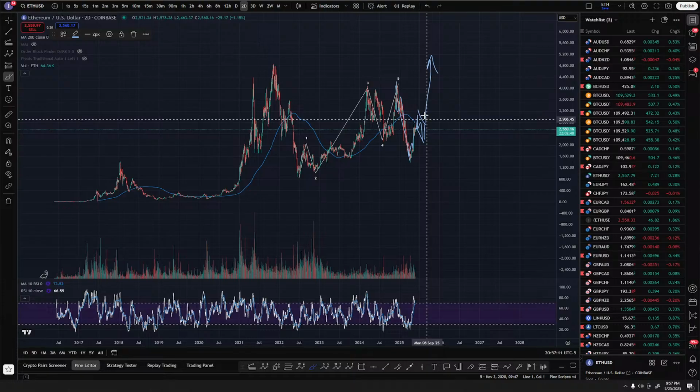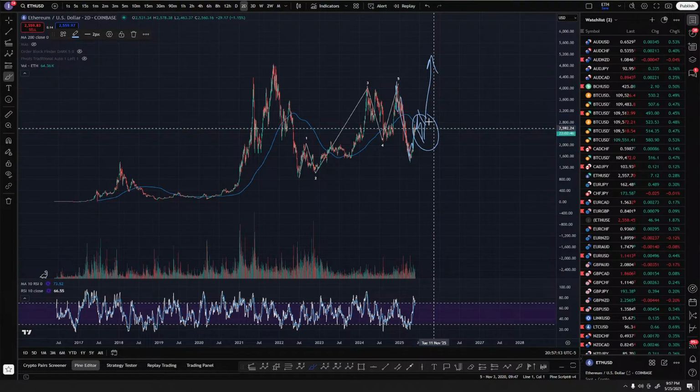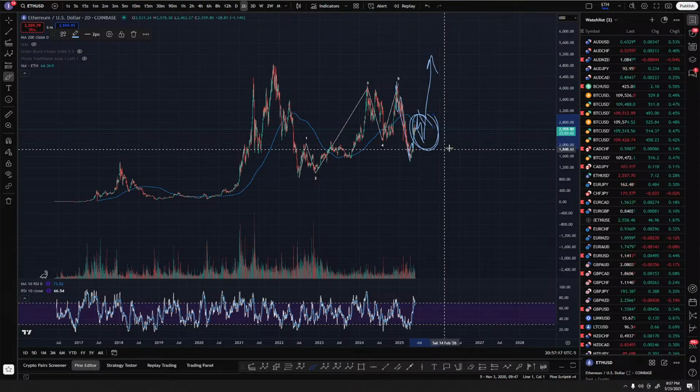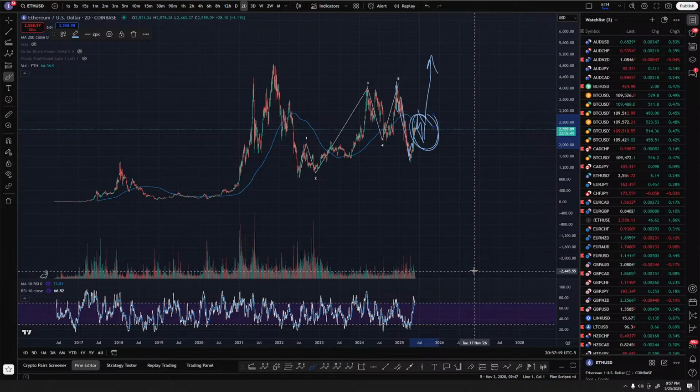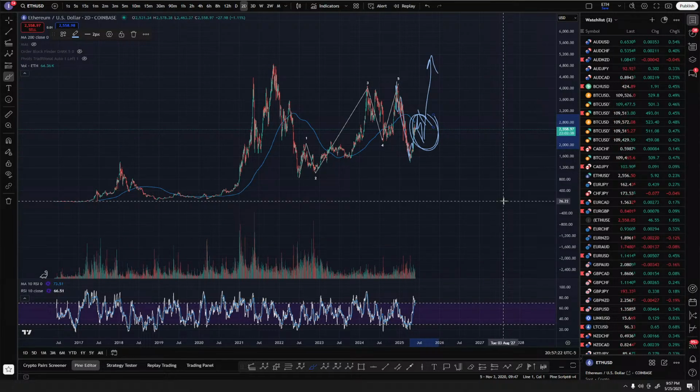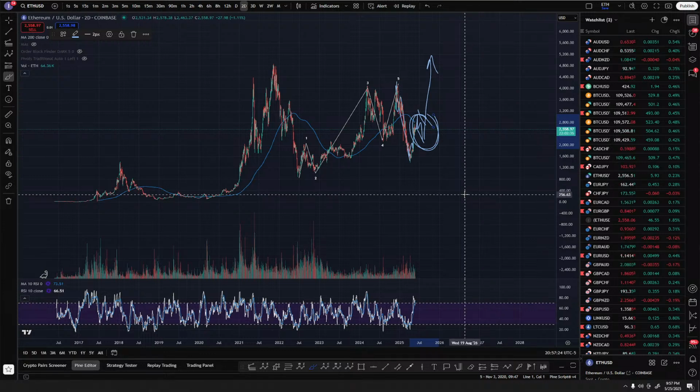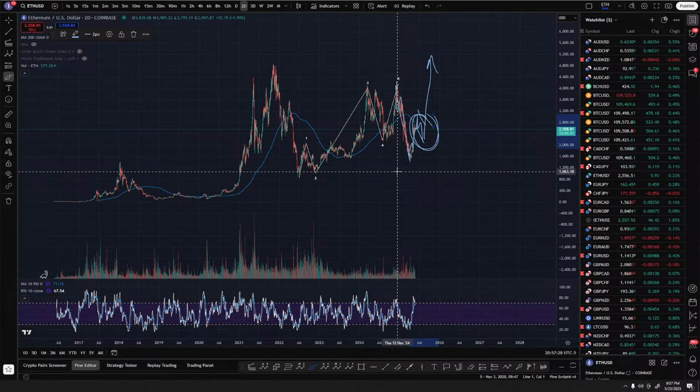But you get a small correction here. We need that correction. Okay, that correction will be important for the longevity of the wave structure. Okay. All right.